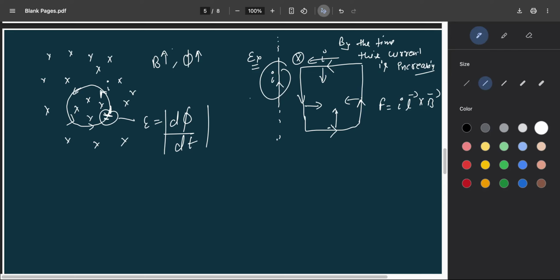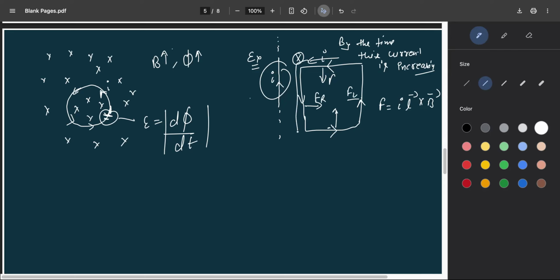But there's a thing. The magnetic field at this point and this point is the same. It means whatever the magnetic field is here is the same, so the net force on this and this is also the same, right? This gets cancelled out. This gets cancelled out. What about this F towards right and F towards left?